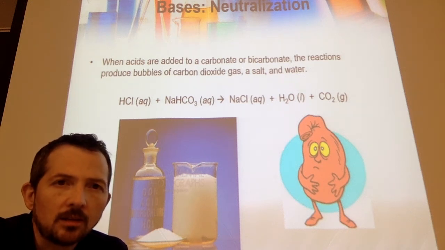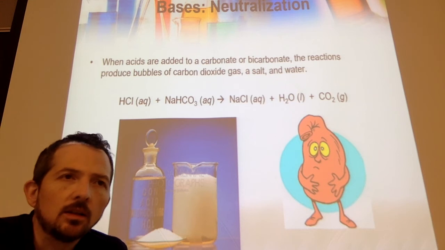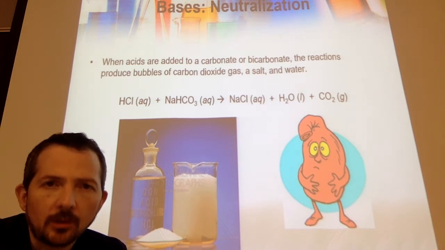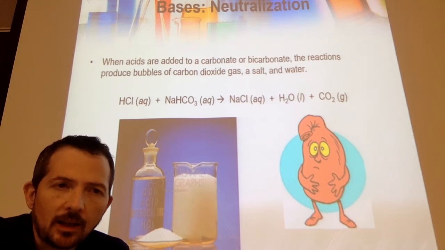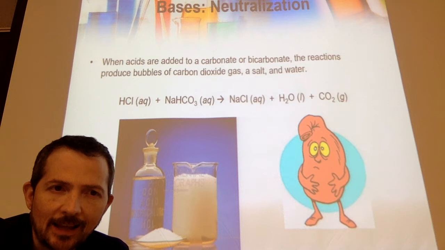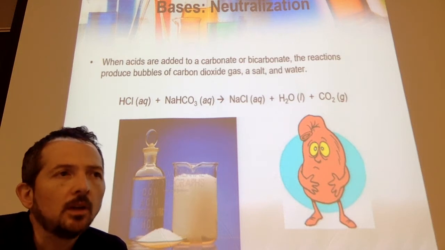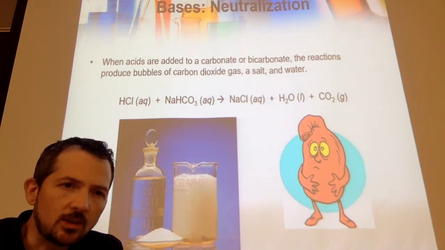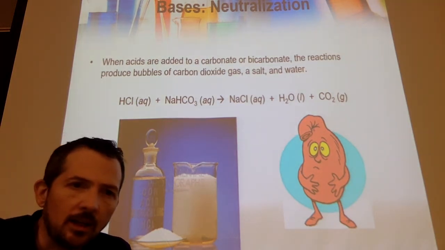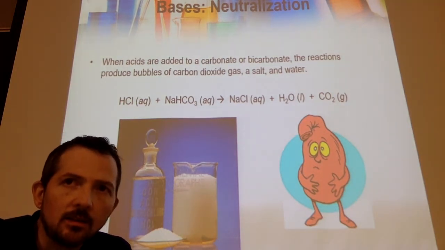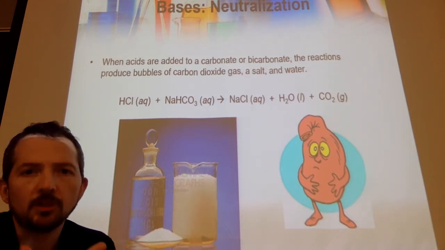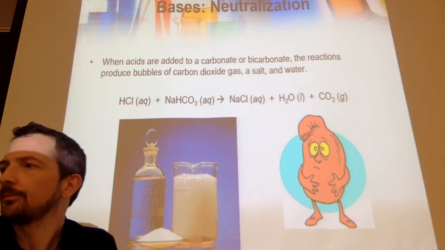So if you think about antacids, antacids are a carbonate or a bicarbonate, and you take them to neutralize the acid in your stomach, like if you have heartburn. So if you take that, you're doing a neutralization reaction in your stomach, and it produces carbon dioxide. So a lot of times when you take an antacid, it'll produce carbon dioxide. So what happens? You have to burp to let the carbon dioxide out.